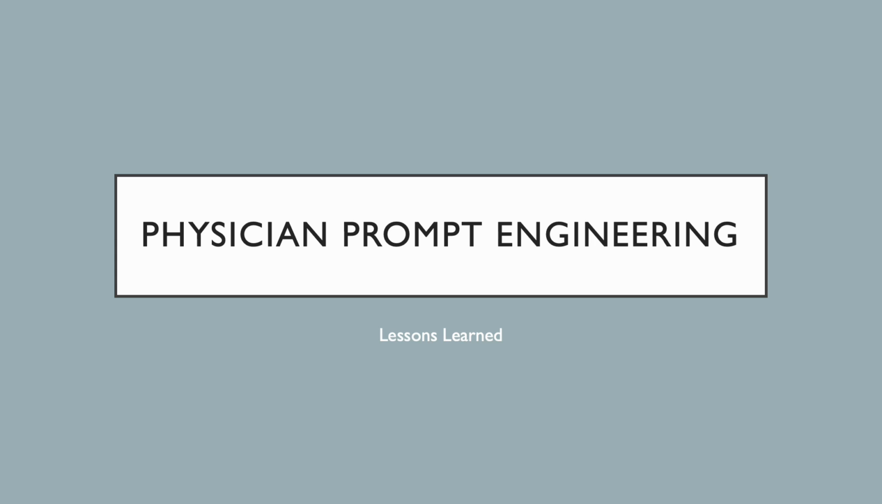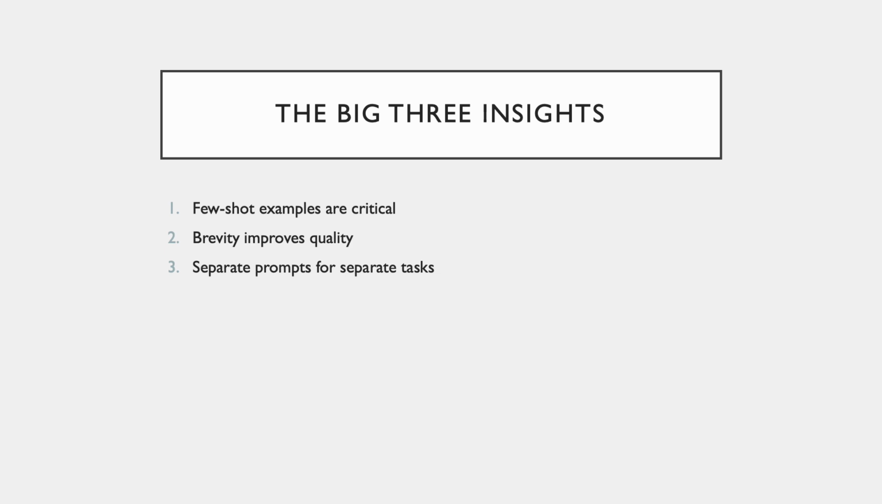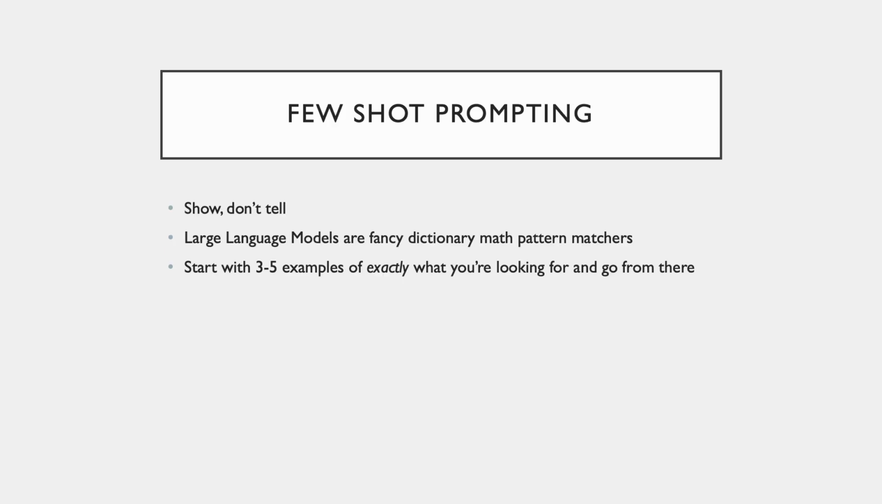It's great. And so making these prompts, there's been three main things I've learned that I'd like to share with you. Specifically, this is tailored to that generate text with AI feature within Epic, although I do think that, using lots of other types of tools, this would apply to most any large language model for these types of tasks. The big three lessons that I want to share with you today: number one, few shot examples are critical. It's the best way to do these types of prompts. Number two, brevity often improves the quality of your output. And finally, doing separate prompts for separate tasks.